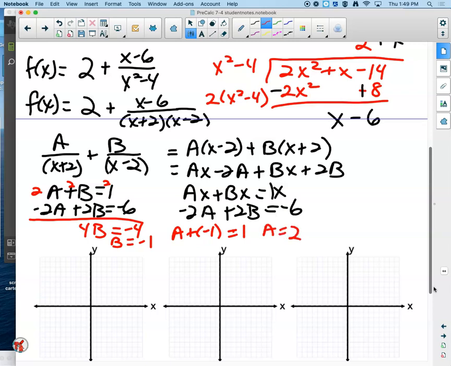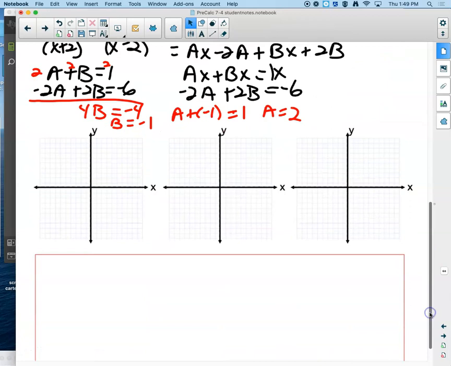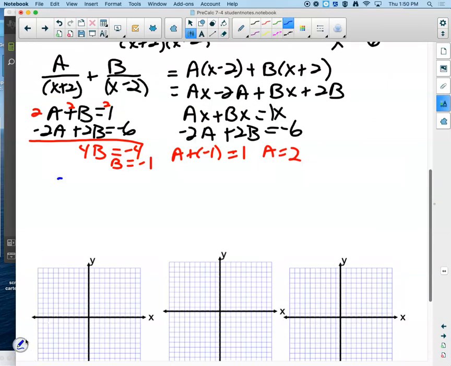So our f of x, if I can fit this up here, let me move these down. In fact, I'm going to turn it off so I can make those brighter as well. All right, so it was A over x plus 2. So there's that 2 plus 2 over x plus 2 plus negative 1 over x minus 2. So this is us breaking apart that fraction of x minus 6 over the quantity x squared minus 4.